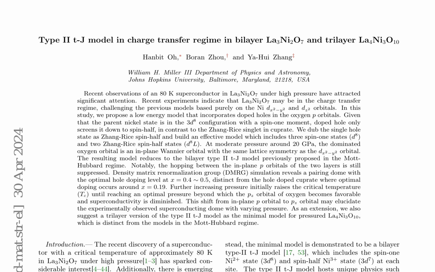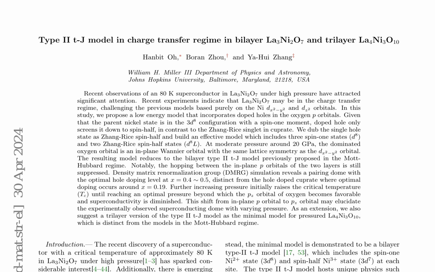This single-hole state is dubbed the Zhang-Rice spin-half, and an effective model is built, including 3 spin-one states, d8, and 2 Zhang-Rice spin-half states, d8L. At moderate pressure around 20 gigapascals, the dominant oxygen orbital is an in-plane Wannier orbital with the same lattice symmetry as the dx2-y2 orbital, reducing the model to the bilayer type 2 t-J model previously proposed in the Mott-Hubbard regime.